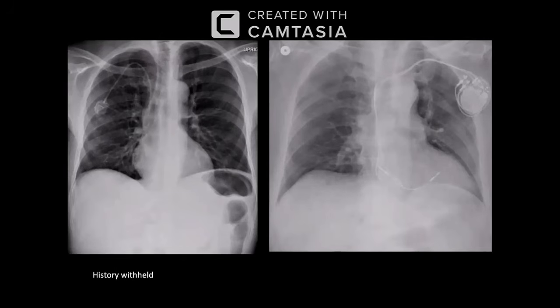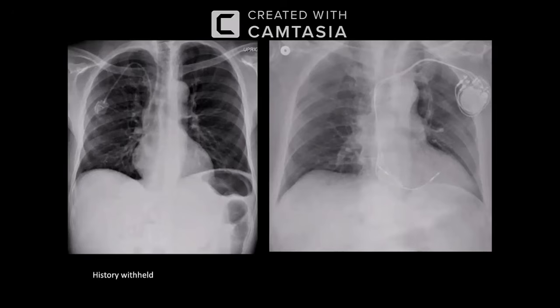Next candidate. Hello, sir. Yes, sir. Okay, so this is an X-ray chest frontal projection. I can see the central venous line on the right side, and it's appropriately placed.